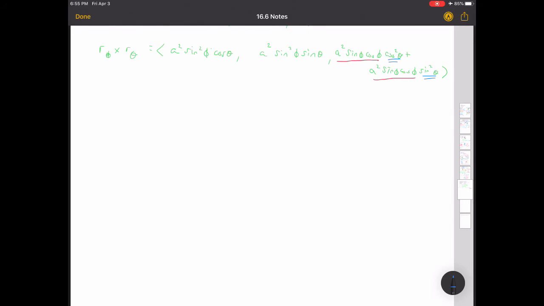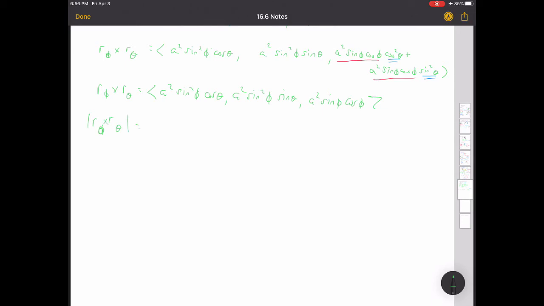So really what we're going to get from this, well, I'm going to go ahead and write it out, may as well, just to make sure I'm not going to make any extra mistakes, is a squared sine squared phi cosine theta, a squared sine squared phi sine theta, and then a squared sine phi cosine phi. And again, if you factor those out, you'll be left with that cosine squared plus sine squared, which is 1. So that is our cross product. Now we have to take the magnitude of that. So let's cross those things and take the magnitude.